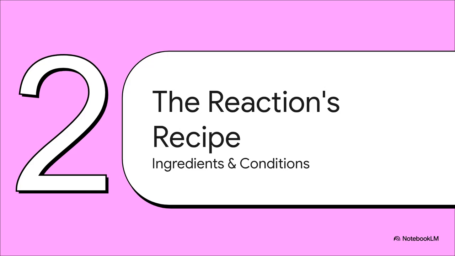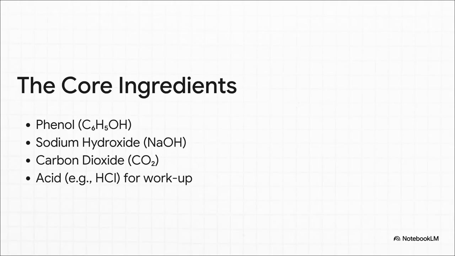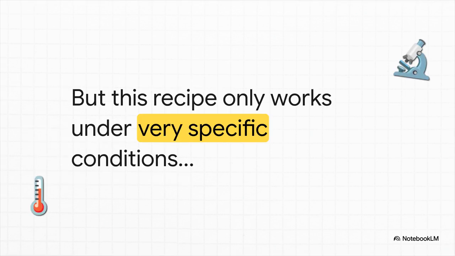And like any good recipe, this one needs very specific ingredients and really precise conditions. If you get any part of it wrong, believe me, the whole thing just fails. The starting lineup is actually pretty straightforward. First, you start with phenol. Then you bring in sodium hydroxide, which is a strong base, and you follow that up with simple carbon dioxide. And then at the very end, you need just a splash of acid to finish the job. But, and this is a big but, just mixing these things together in a beaker isn't going to do a thing. The real magic, and the industrial challenge, comes from creating the absolute perfect environment for them to react.